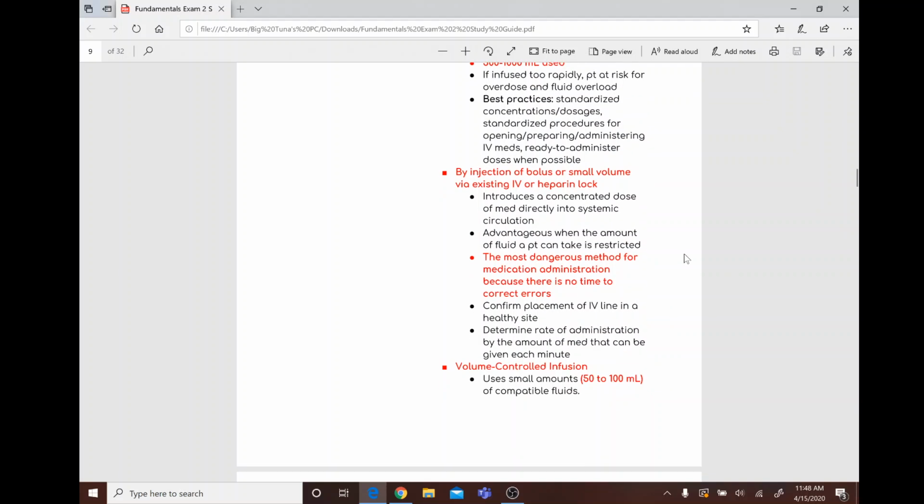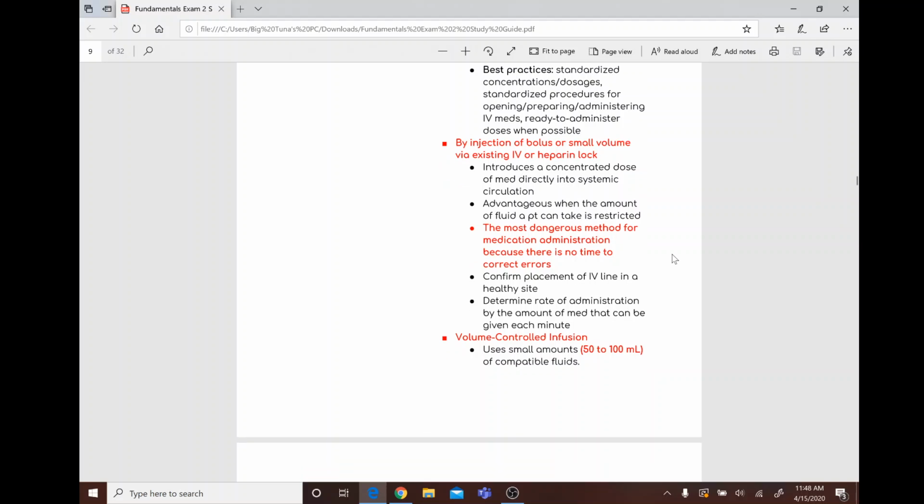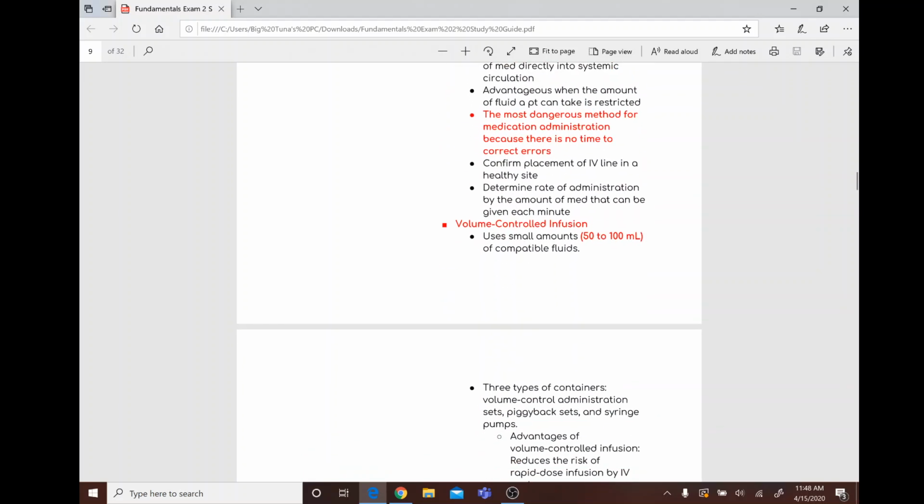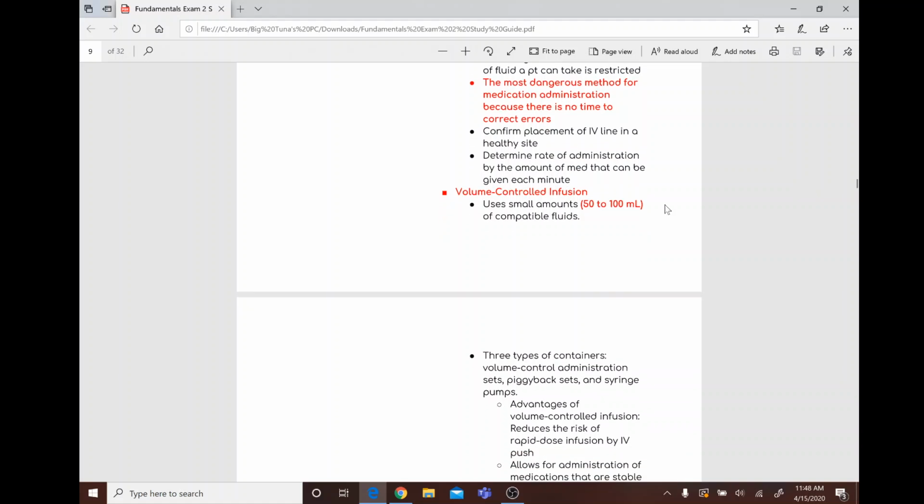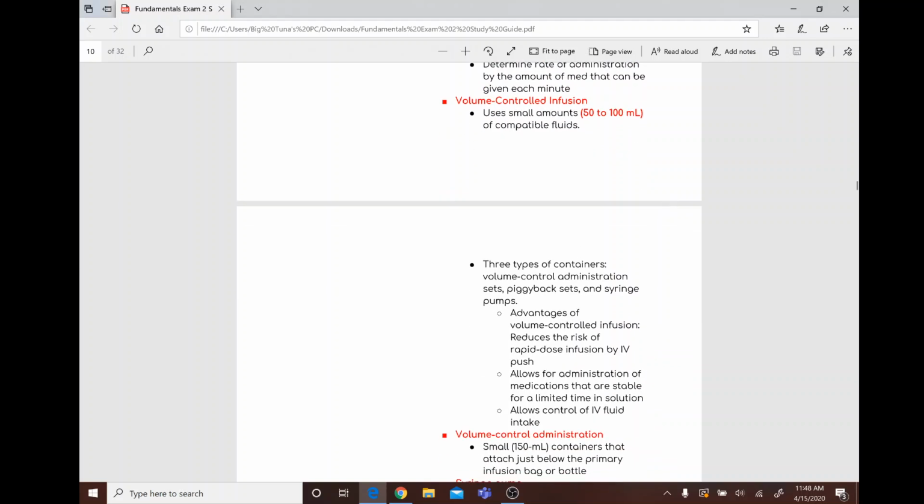Advantageous when the amount of fluid a patient can take is restricted. The most dangerous method for medication administration because there is no time to correct errors. Volume controlled infusions use small amounts, so like 50 to 100 milliliters of compatible fluids. Three types: volume control administration, piggyback, and syringe pumps.